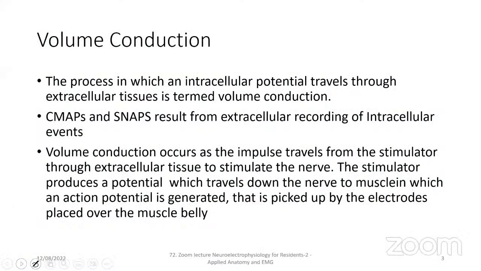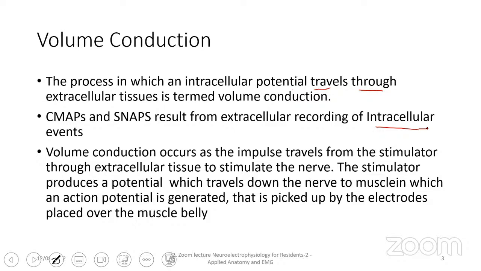So first, let us start with volume conduction. Volume conduction is the basis of neuroelectrophysiology. It is a process in which an intracellular potential travels through extracellular tissues, and it is termed volume conduction. The compound muscle action potentials and sensory nerve action potentials all result from extracellular recording of intracellular events. That means there is a potential that is conducted.